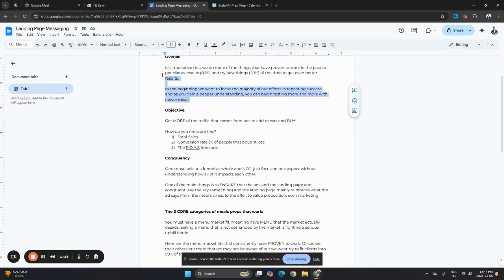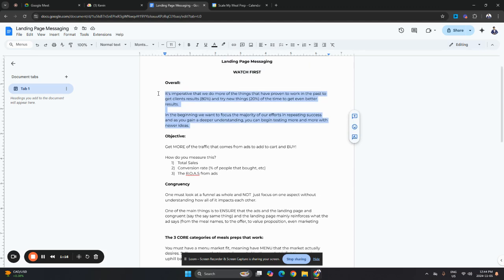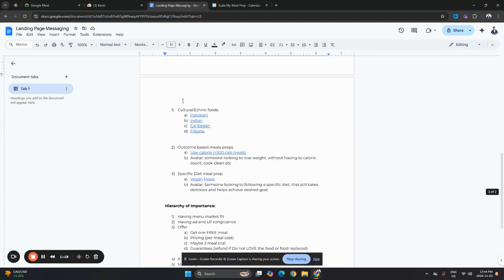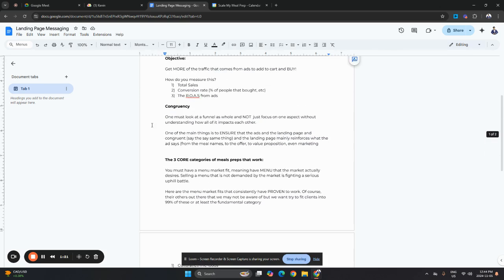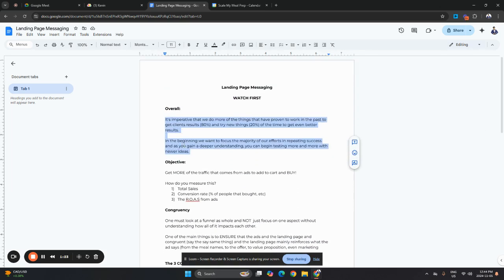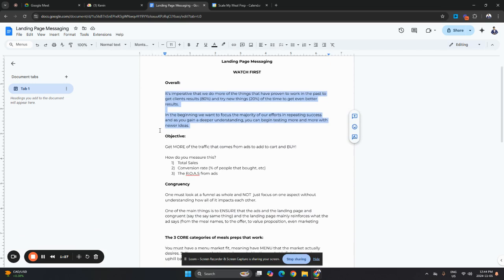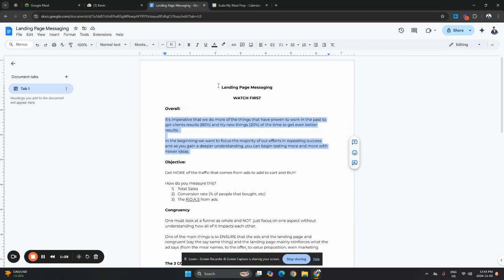As a company, we're in a good position where we've already had a bunch of success with a bunch of different categories of clients. And we want to try to repeat that success with new clients that fit into that category. Now, the objective for landing page messaging is that you're measured on how much of the traffic that comes from ads you get to add to cart and buy.